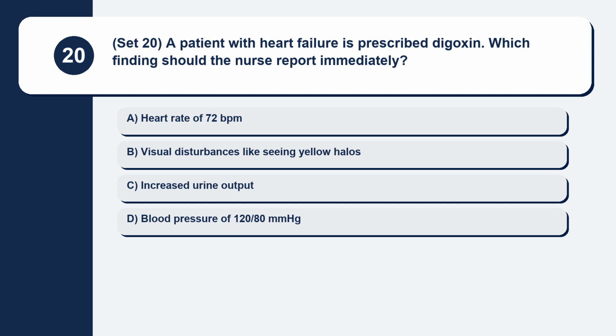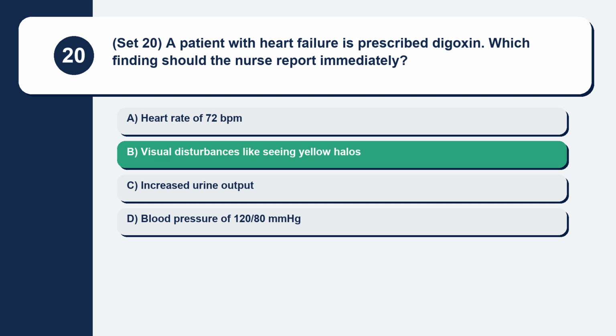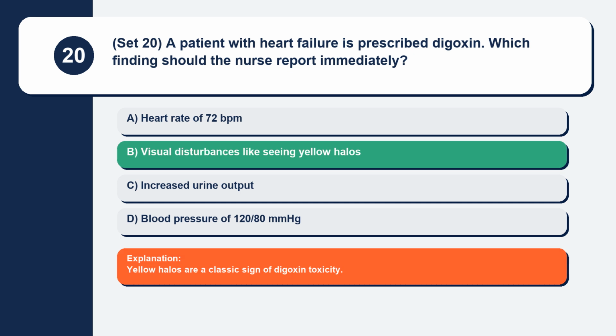Question 20, Set 20. A patient with heart failure is prescribed digoxin. Which finding should the nurse report immediately? Heart rate of 72 bpm, visual disturbances like seeing yellow halos, increased urine output, blood pressure of 120/80 mmHg. Yellow halos are a classic sign of digoxin toxicity.